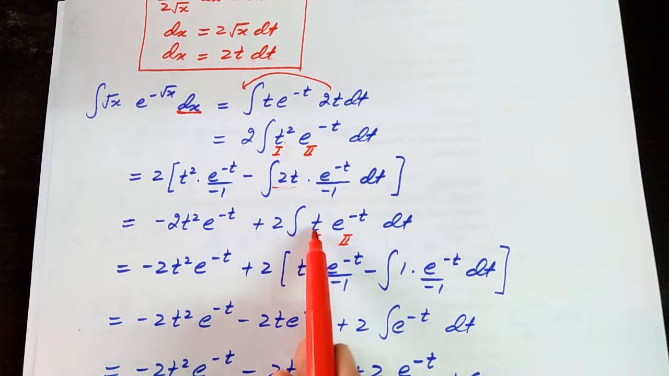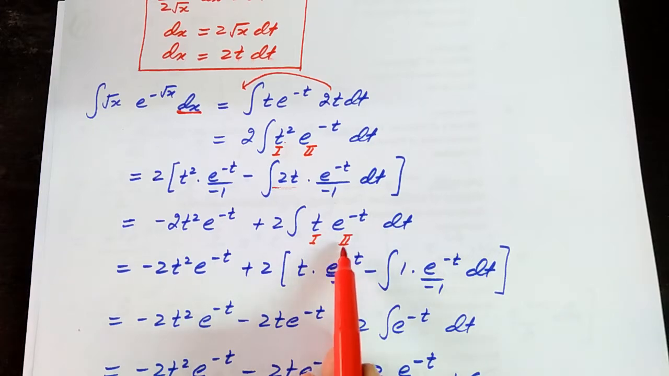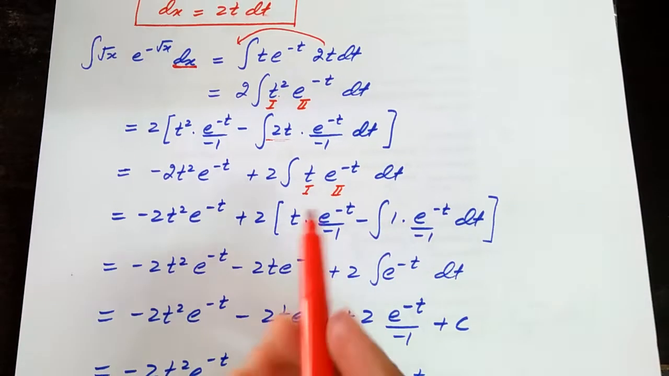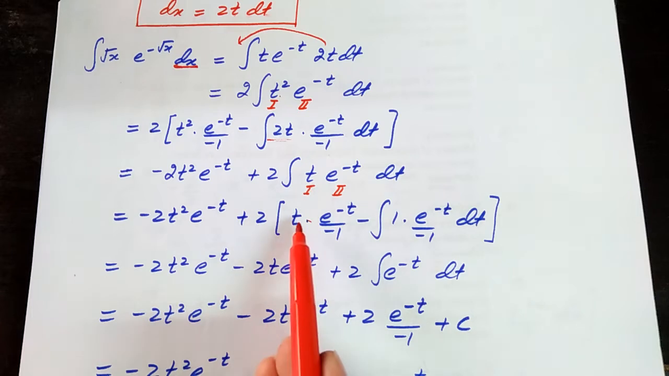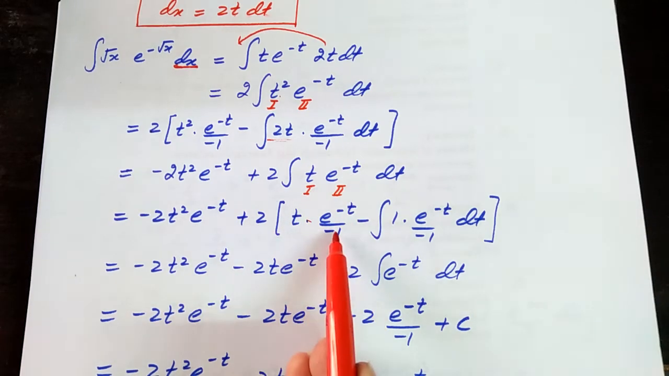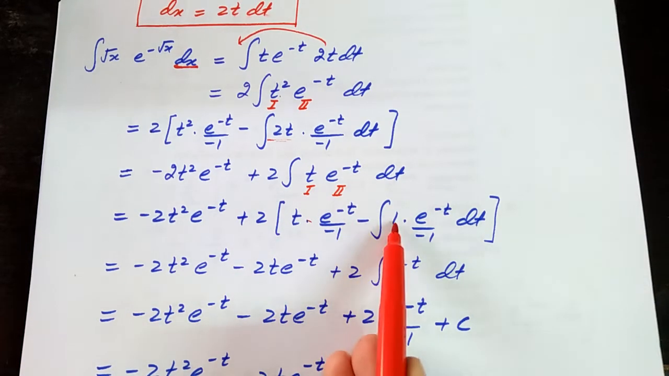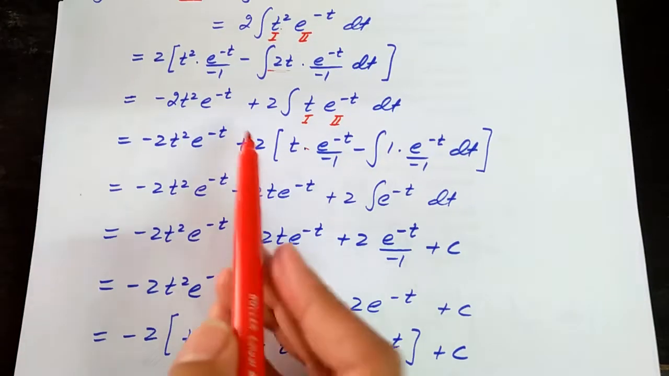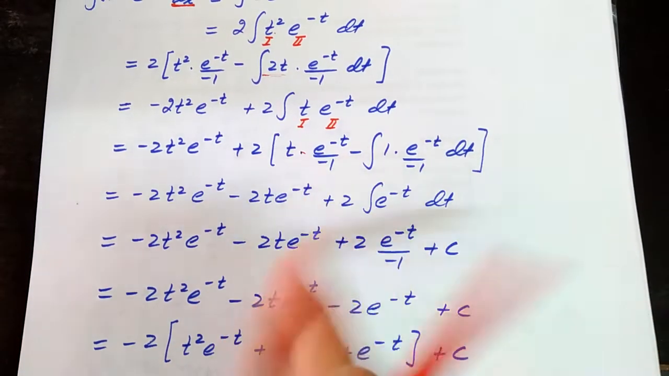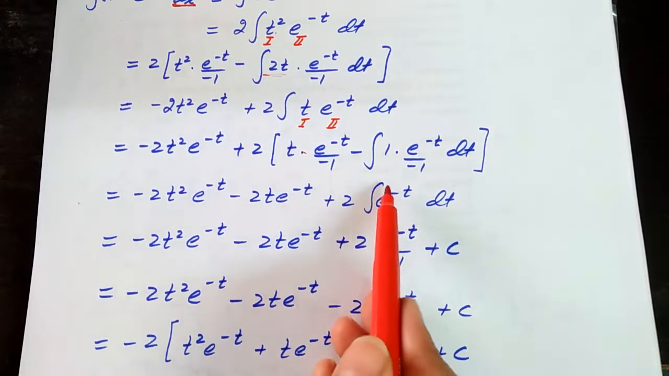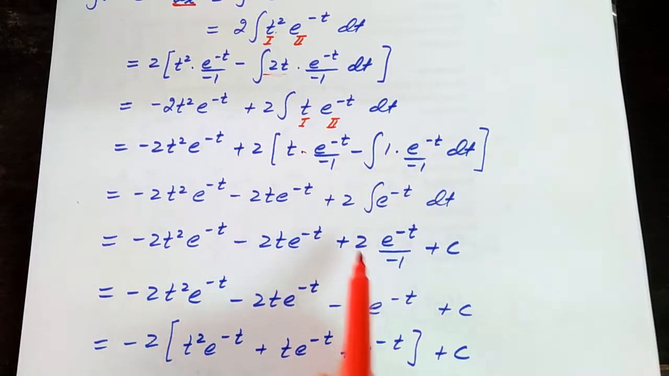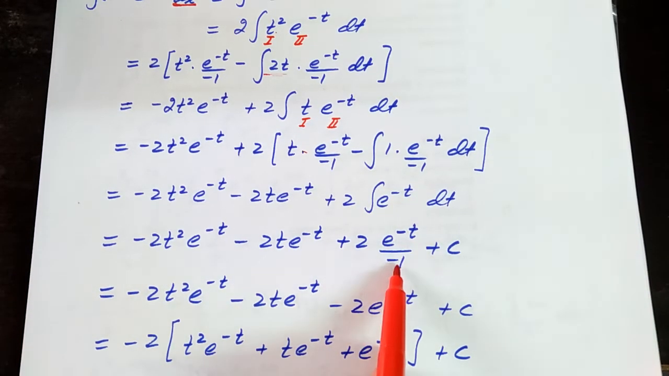Again, I have taken t as first function and e raised to power minus t as second. Using the integration by parts formula, and you know that very well, first function as it is into integration of second function minus integral derivative of first function into integration of second function dt. Open this whole bracket, we will get this thing, and at the end we can easily simplify this integration of e raised to power minus t, that is e raised to power minus t over minus 1.